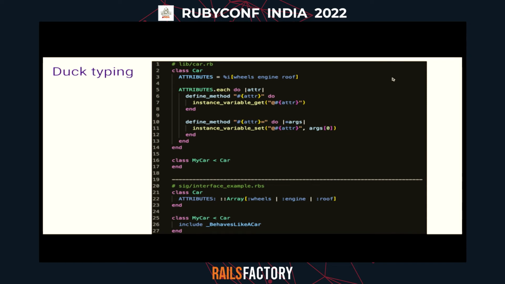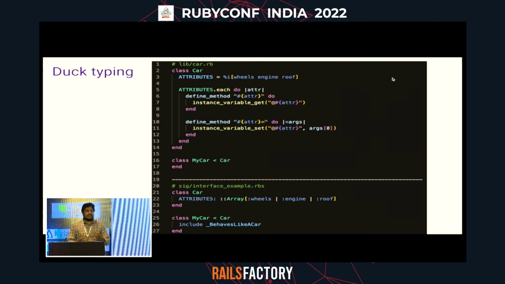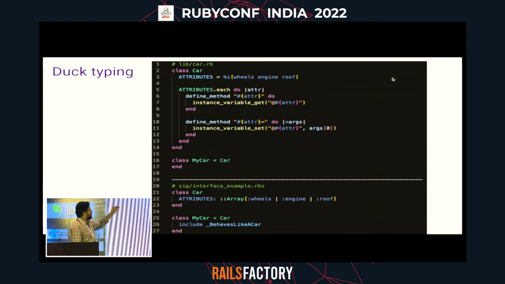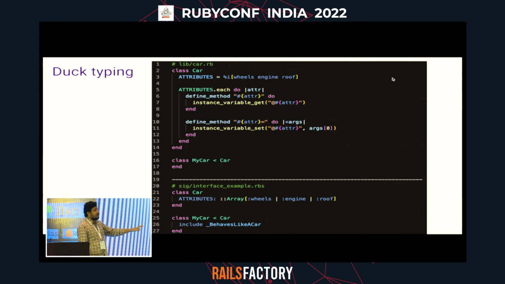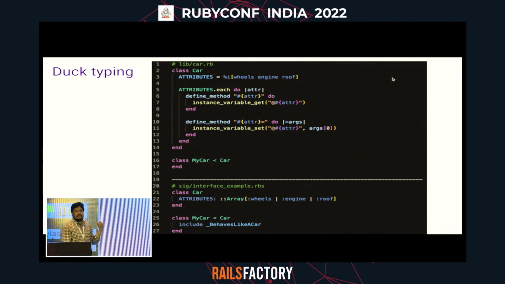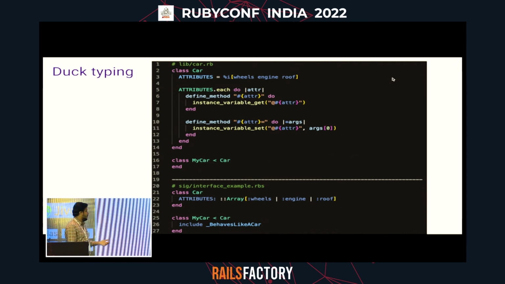Okay, so a bit about how it supports duck typing, right? In Ruby we know we can call any method on an object. If it supports it, then it supports it. So here we have a car, and car has three attributes: wheels, engine, and roof. For all those three attributes, we have dynamically defined the method. Then my car inherits from the car. Now in the Ruby code, I can call mycar.new.wheels. That is valid Ruby code, right?